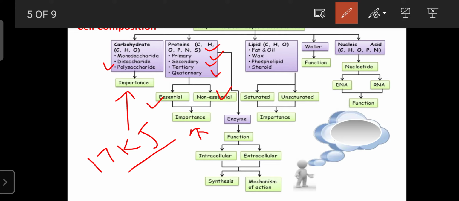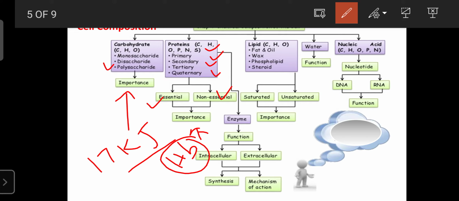And proteins are also required for the biosynthesis of the hemoglobin. It means the proteins are also involved in the transport of oxygen by being involved in the formation or synthesis of the hemoglobin. So next one, that is the lipid.